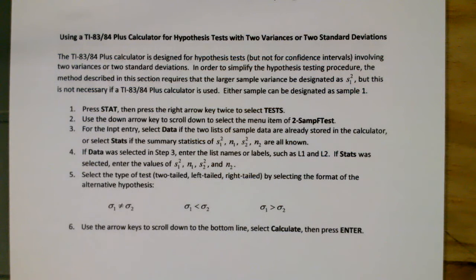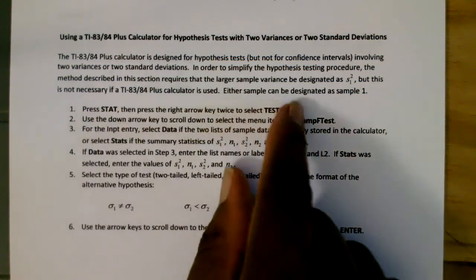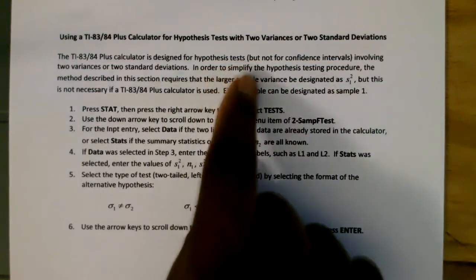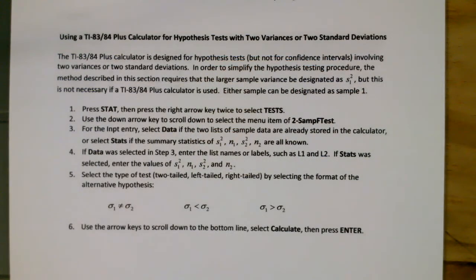Okay, now I'm going to have to beg to differ on this part right here. In order to simplify the hypothesis testing procedure, the method described in this section requires the larger sample variance be designated as S1. But this is not necessary if a TI-83 or 84 Plus calculator is used. Either sample can be designated as S1. I have to beg to differ on that one, because the larger of the two will have to be S1, and then the other one will have to be S2.